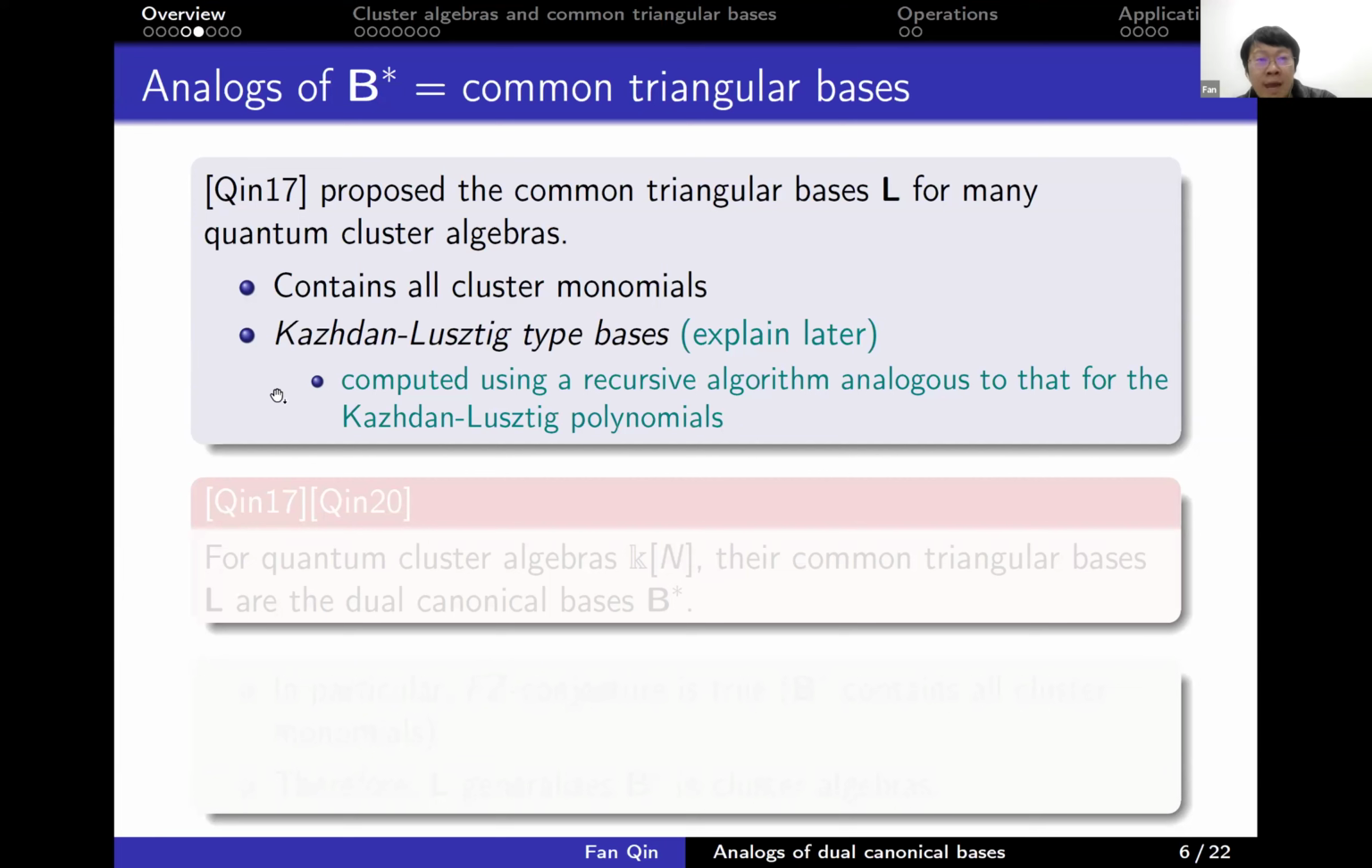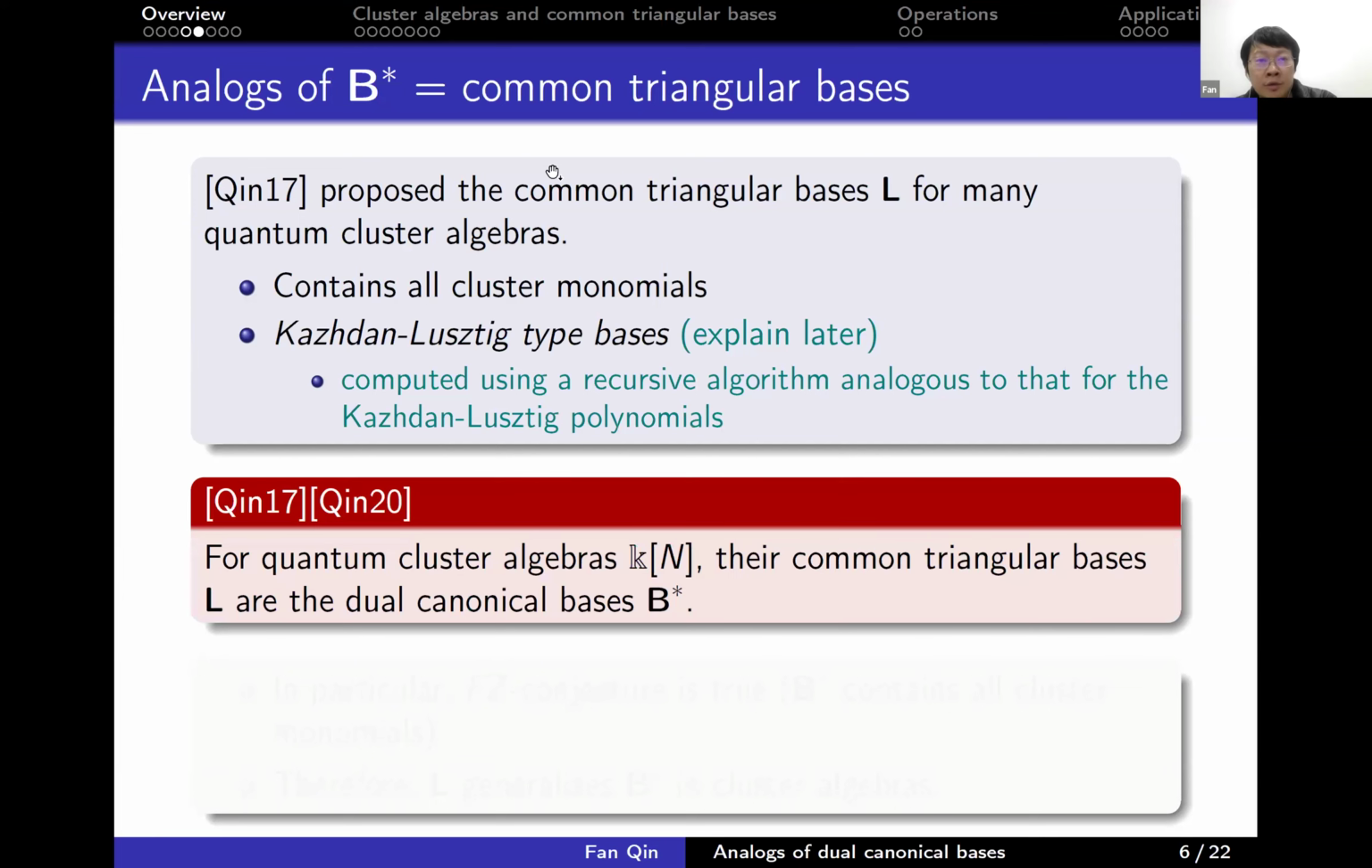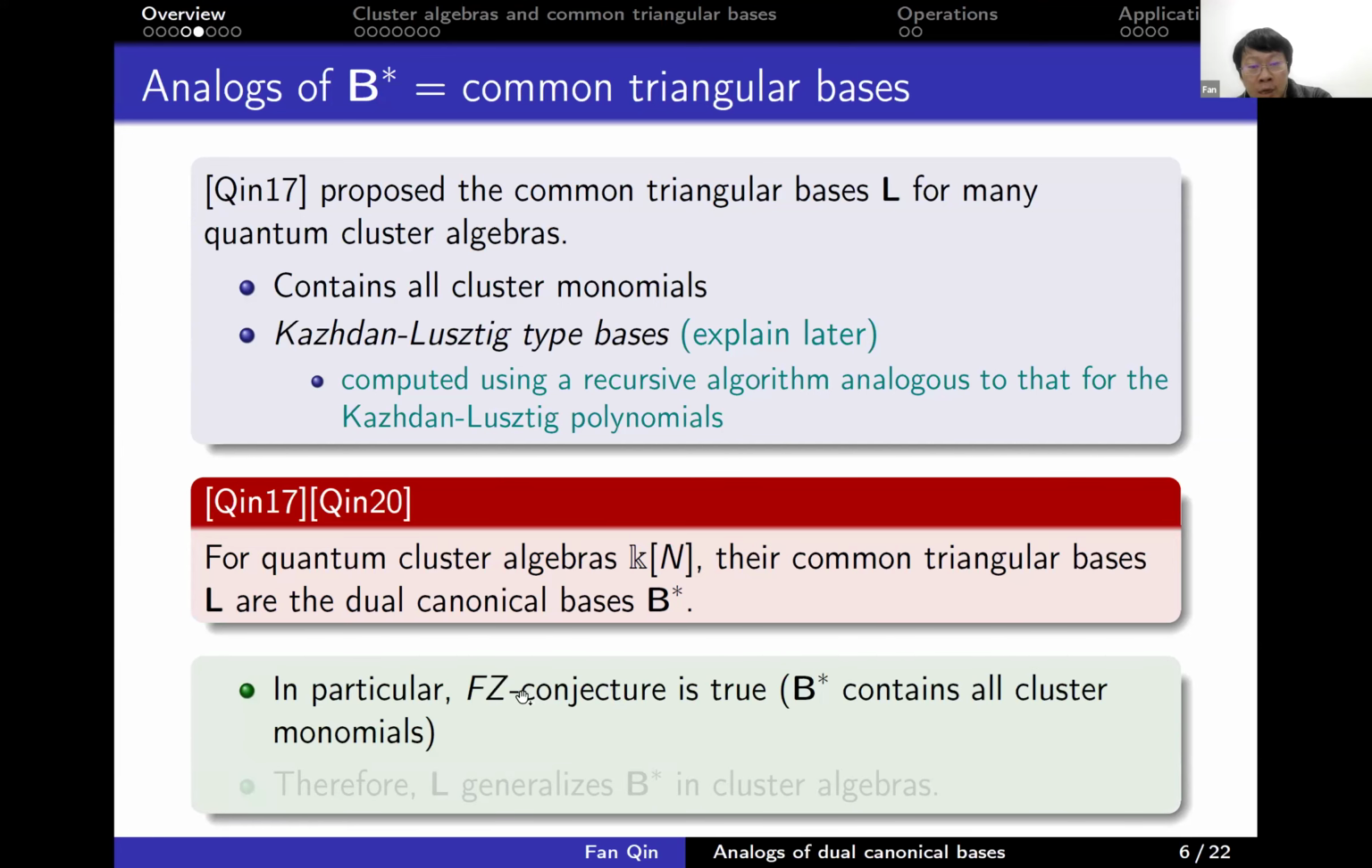Right? So we have an analog now, and this analog is good because for quantum groups, for quantum cluster algebras, which are just the quantum groups, the common triangular bases defined in this way are exactly the dual canonical bases. Therefore, in vast generality, this basis is a kind of generalization of the dual canonical basis. And moreover, the Fomin-Zelevinsky conjecture is true because this B star is our defined basis L, and by definition, this basis L contains all cluster monomials. Therefore, we obtain the conjecture for free. Okay. So in this sense, we have answered the first question. We have a good analog.